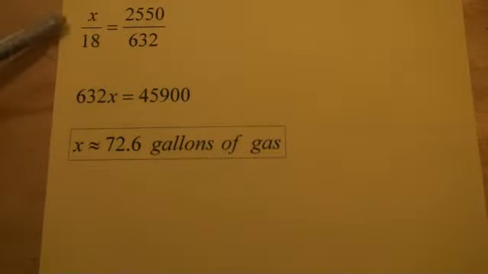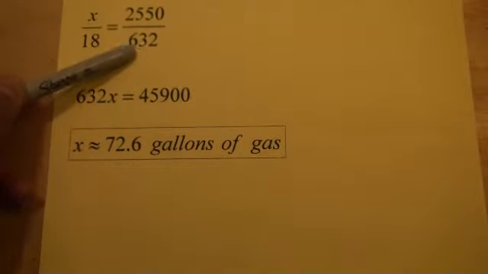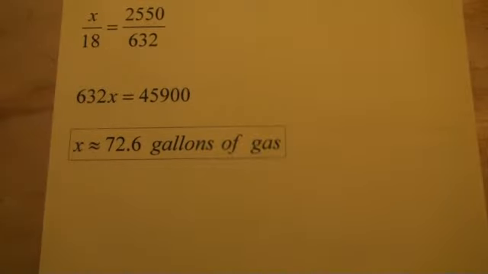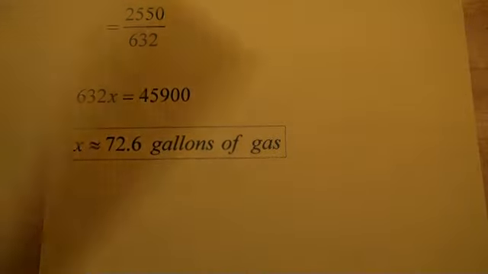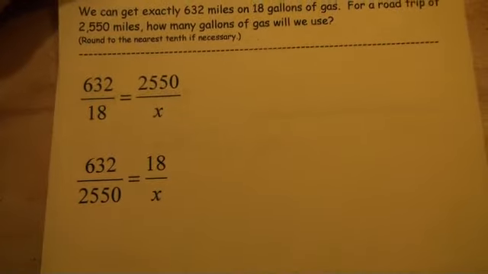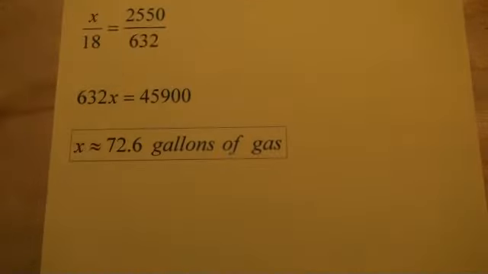And then last, you could do this one. A lot of people like to start with the x here. So x over 18 equals 2550 over 632. Make sure you have everything lined up. It tells the story the right way. Okay. Eventually, all three of these, if you multiply diagonally, it's 632 times x, and then you're multiplying 18 times 2550. See that? And you end up getting 45,900. You'll divide the 45,900 divided by 632, and you'll get 72.6 gallons of gas.